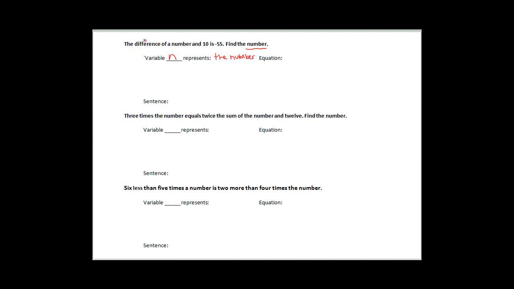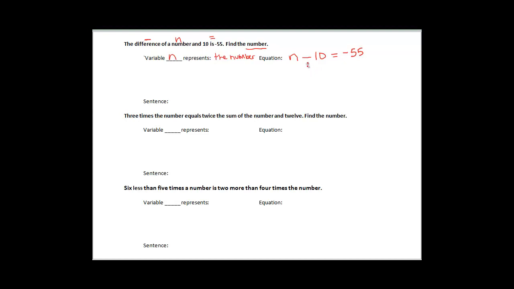So when you see the difference, remember that's subtract, and a number, that's our variable, that's the n, and 10 is, translates to equal, negative 55. So let's do that. We have a difference of the number and 10 is negative 55. So now we're ready to solve.